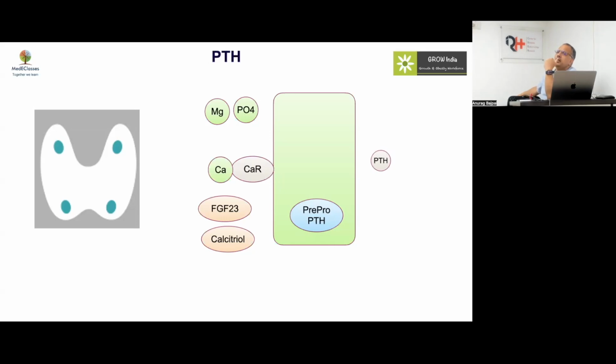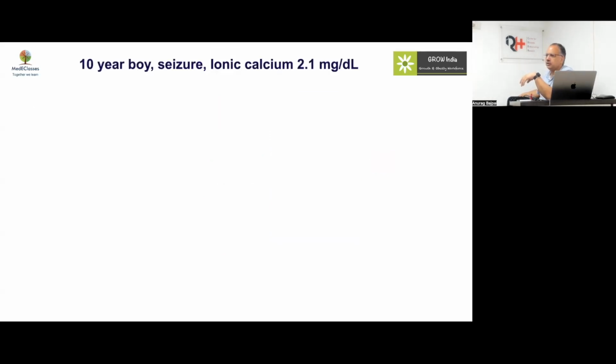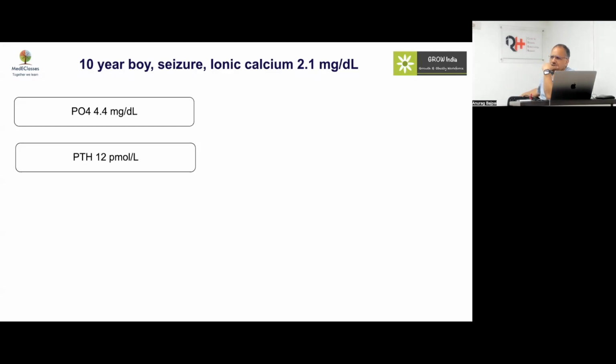And of course, if you have calcium working on the calcium sensing receptor, it is also going to inhibit your PTH. So, a 10-year-old boy with seizures with ionic hypocalcemia, phosphorus is normal, PTH is on the lower side, no response to IV calcium. What are you going to do here? That's 0.1. Yeah, much higher. Yes, so this looks like hypoparathyroidism. So you will do a parathyroid genetic study or a scan.